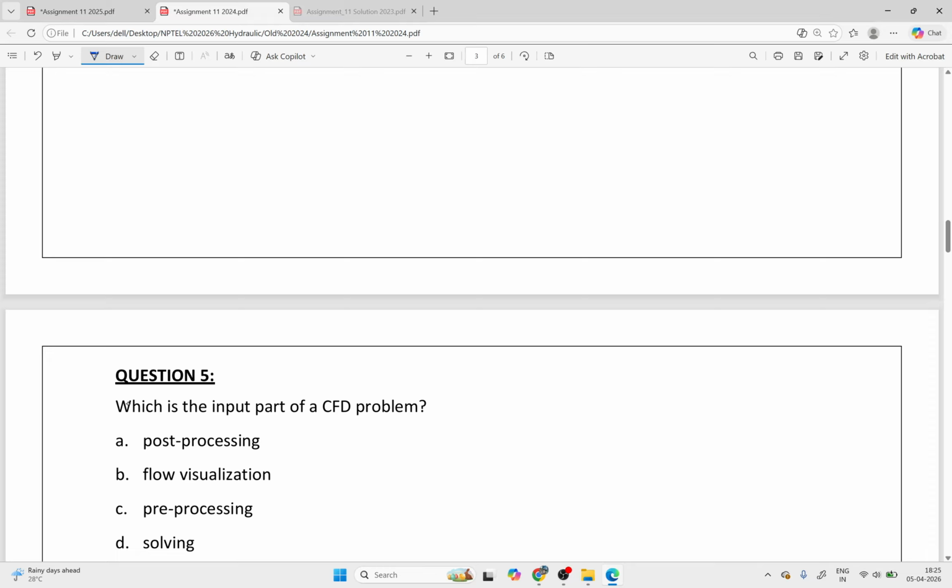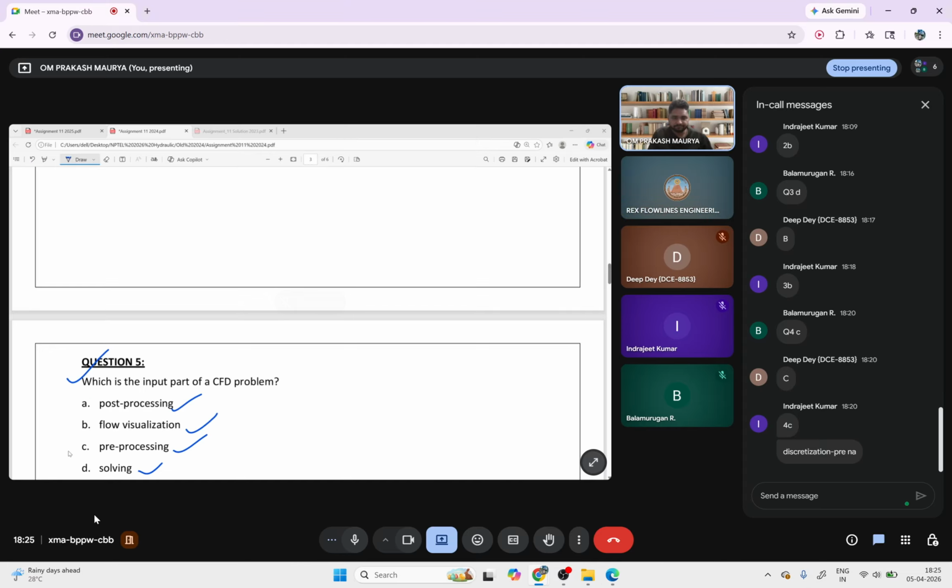Okay. So which is the input part of the CFD problem? Post processing, flow visualization, pre processing, or solving? Input part of the CFD problem. So please just think and recall. Just try to understand. Already I have told you. Very important. Which is the input part of a CFD problem?